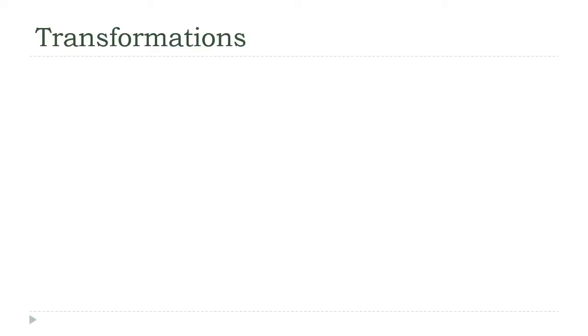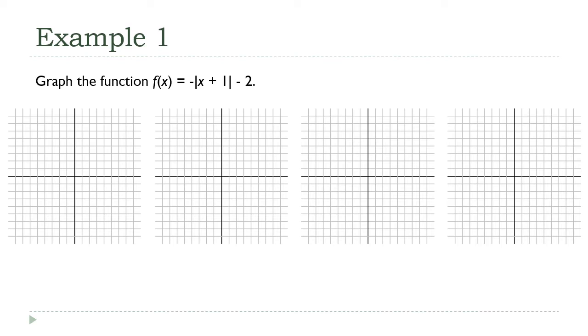So now that we have these three different transformations and their horizontal and vertical variations in our toolbox, what I want to do is look at some examples where we have functions that have multiple transformations, and how we can sort all of these out and see what the net effect is on the function's graph. So I've got an example here for us to start with.